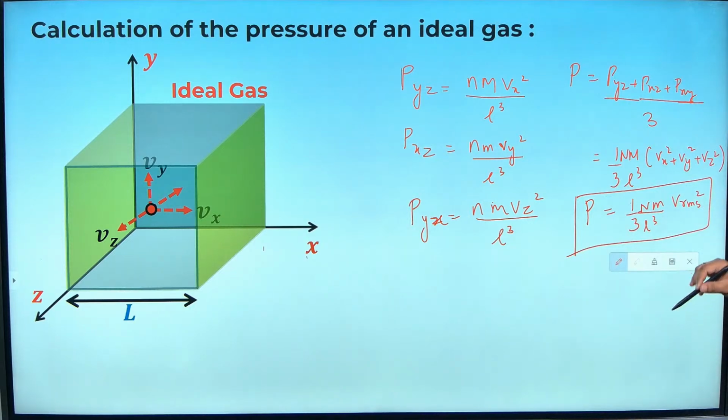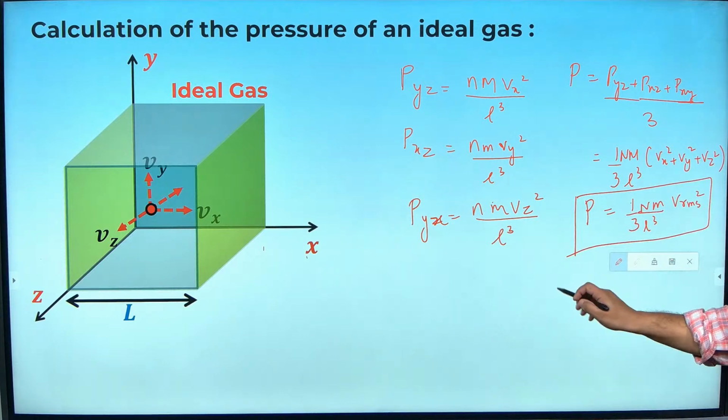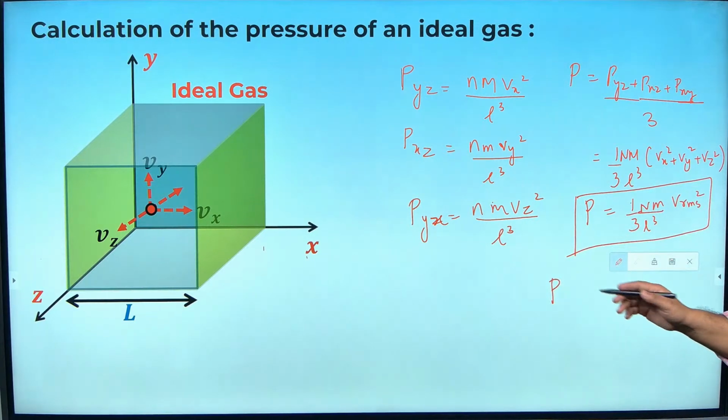This is the formula of pressure exerted by any ideal gas on the walls of the container. One more thing. Here if you see n into m, what is m? Mass of one molecule of gas. And if you multiply with n, how much will you get? Total mass, isn't it? N molecules are there. So I am assuming the same gas, not a mixture of gases.